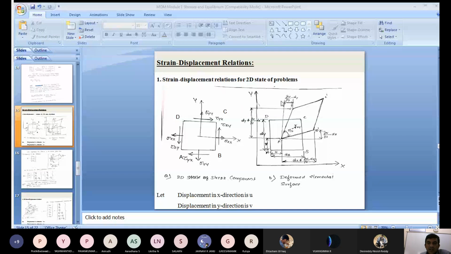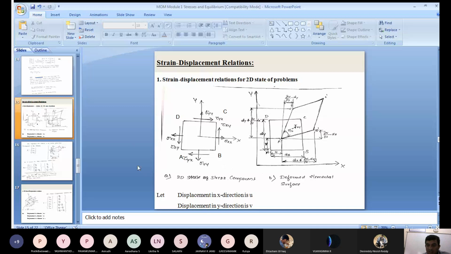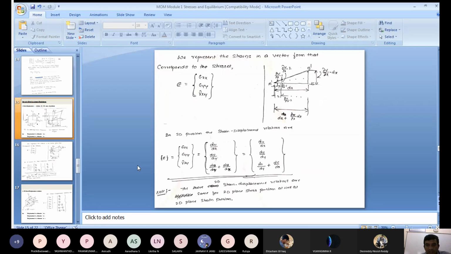This is how much deformation takes place along the x direction and y direction. But don't go into detail here, just remember the formula. Let displacement in x direction be u, displacement in y direction be v. There is a derivation, but that derivation is not important for you. Just remember the relations.